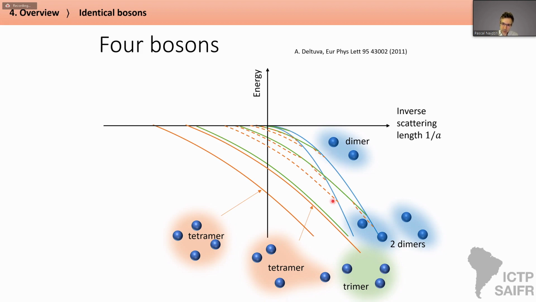This is represented by, I forgot to mention, this is the energy of a single dimer, and this is the energy of two dimers. And this is the universal pattern that repeats itself for excited states.